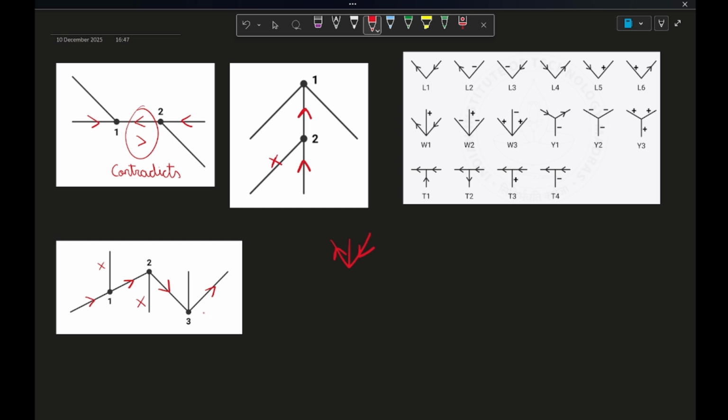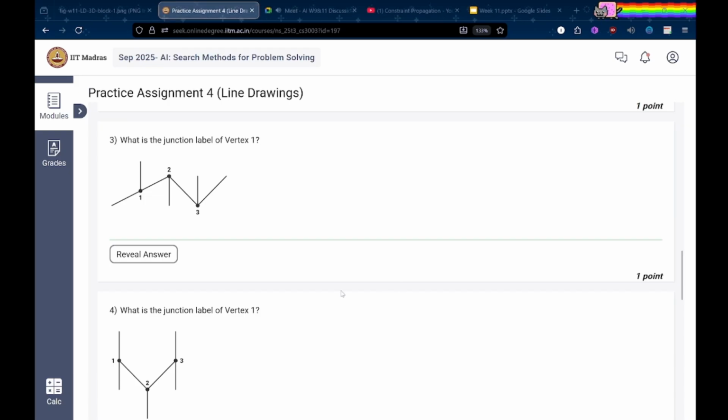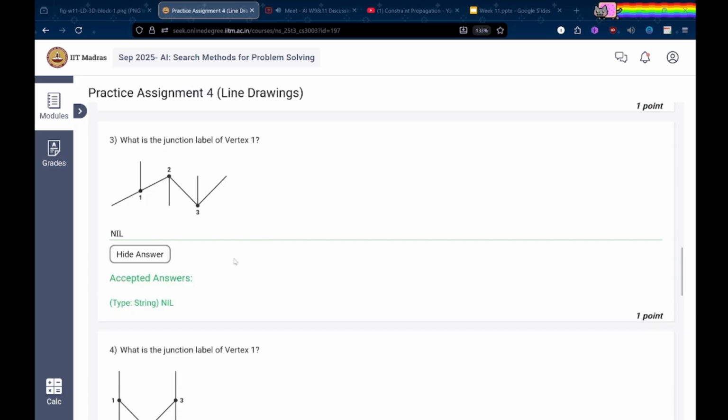Right? No, it can't. That is opposite. So again, it should be nil. And this should be this, so again contradicts. Nil. Okay, thank God, nil.